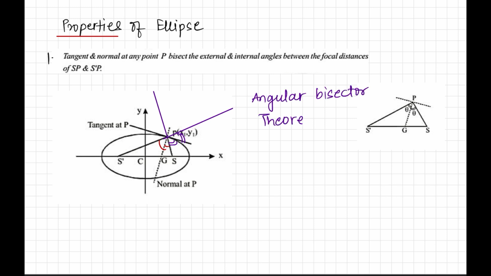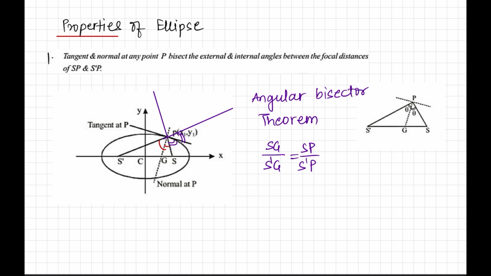So according to the angle bisector theorem, what do we get? We know this upon this distance is equal to this upon this. That is to say, if we write it, we get SG by S dash G is equal to SP by S dash P. So we can easily prove this by using the equation of the ellipse and by solving the equation of normal with the axis. So we can prove this, and that is how we get this property.